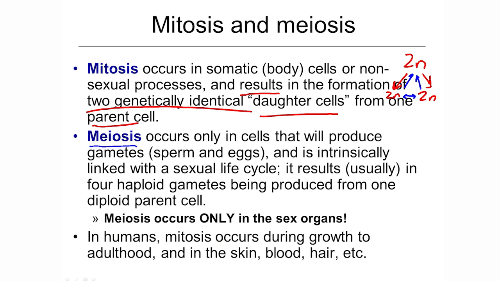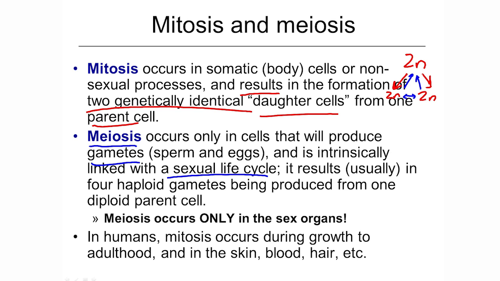Meiosis, on the other hand, only occurs in cells that, the opposite. They're cells that are part of the sexual life cycle, and they're cells that are going to produce sexual cells called gametes. Gametes are sperm and eggs in people and most other animals. Sometimes various other more exotic organisms, their gametes are called different things, but we can keep with that. So meiosis is intrinsically linked with a sexual life cycle.